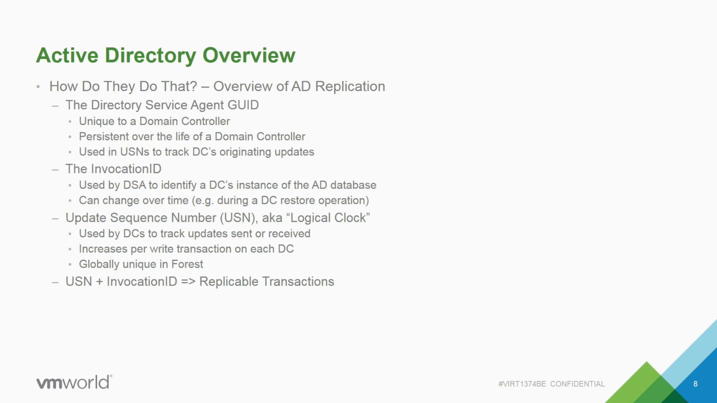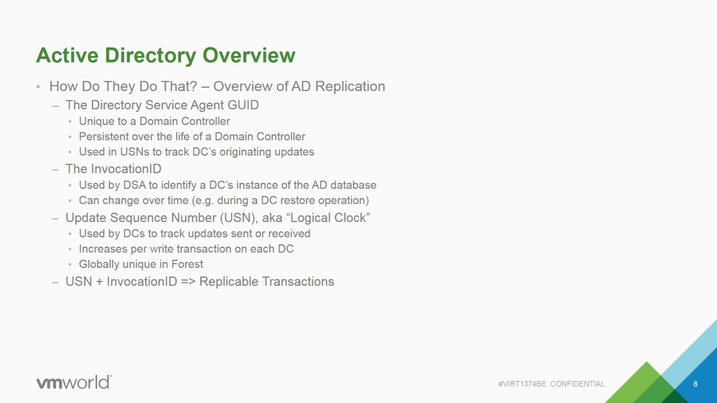The update sequence number is what we usually call the logical clock. It's used by a domain controller to track changes that happen, whether the ones it receives or the ones it sends out to somebody else. So the update sequence number increases every time there's a change on any object in the domain. The domain controller attaches the USN to that change, sends it out and says, I want to replicate this. It gets changes from other domain controllers. It looks at the USN. Please bear this in mind because we're going to be going through some demos that will illustrate this.